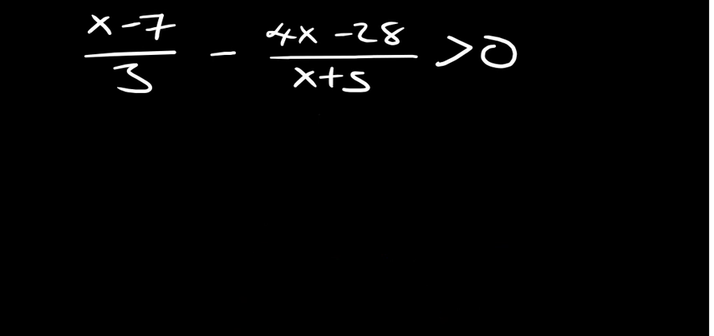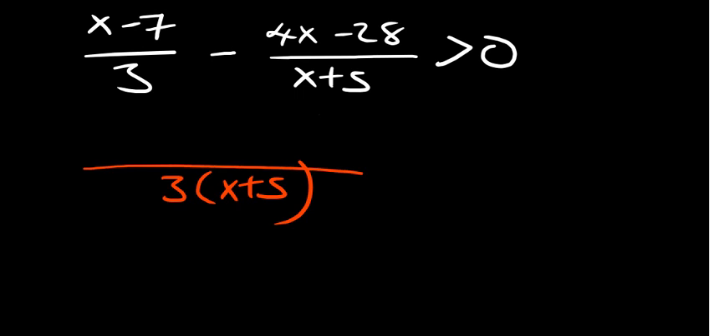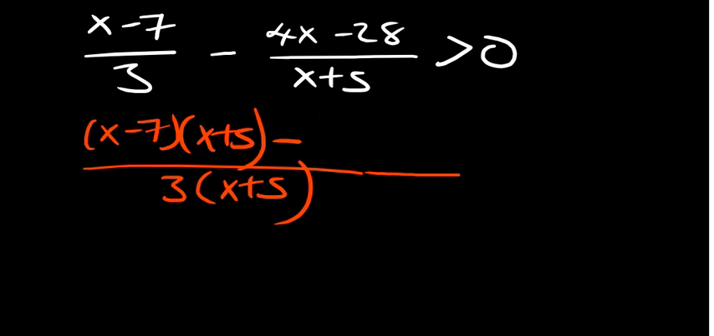So we can add that by finding the common what? The common denominator, which is going to be a product of the denominators that we have. So if you divide the 3 into that, you have x minus 7 being multiplied by x plus 5. Then the other part you have 3 being multiplied with 4x minus 28.